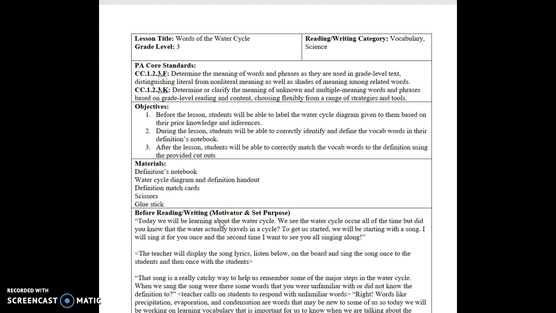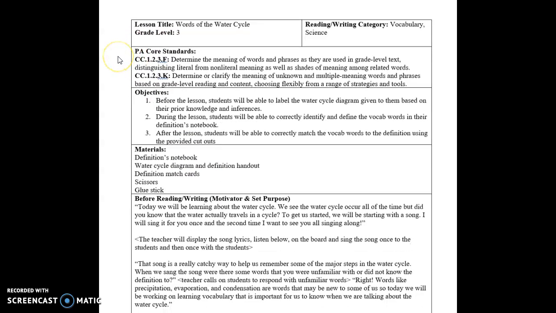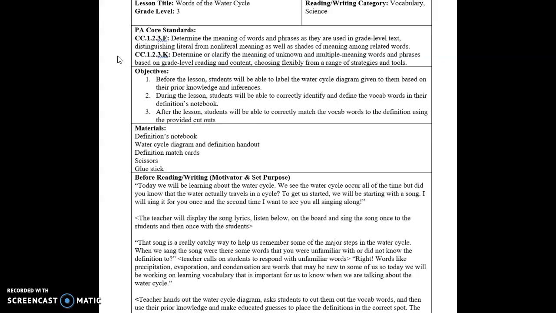So for my vocabulary lesson, I decided to do an integrated lesson on vocabulary and science that I have titled Words of the Water Cycle, and it is for third grade. For my standards, I chose determine the meaning of words and phrases as they are used in grade level text, distinguishing literal from non-literal meaning as well as shades of meaning among related words, and determine or clarify the meaning of unknown and multi-meaning words and phrases based on grade level reading and content, choosing flexibility from a range of strategies and tools.